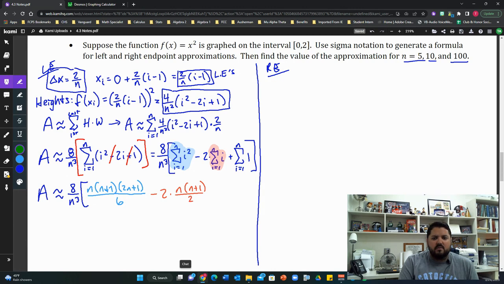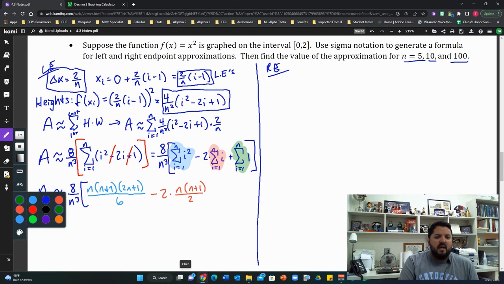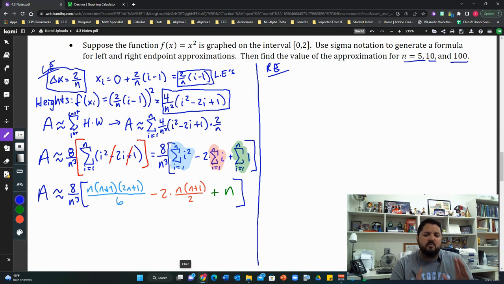Then for our last one, replacing the sum of a constant from i equals 1 to n, that, remember, is just n times whatever that constant is. So in this case, 1 times n is just n. So by the end of that, there are no more i's. And again, that was my goal. Our goal is to create an expression that just has n in it.